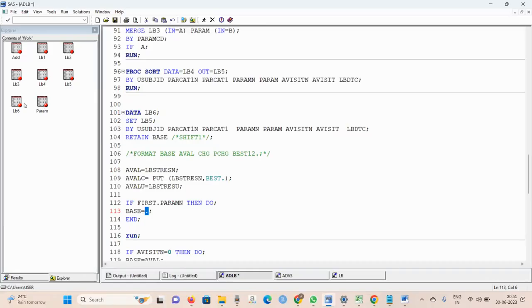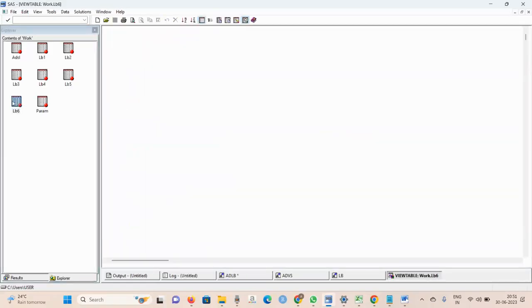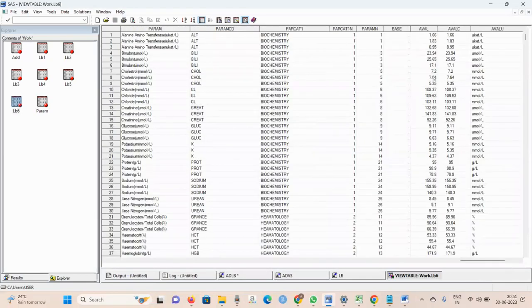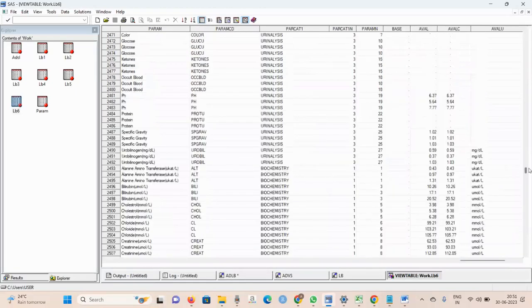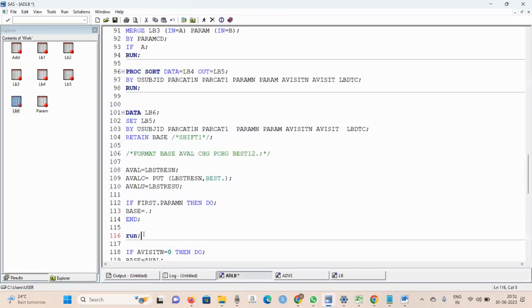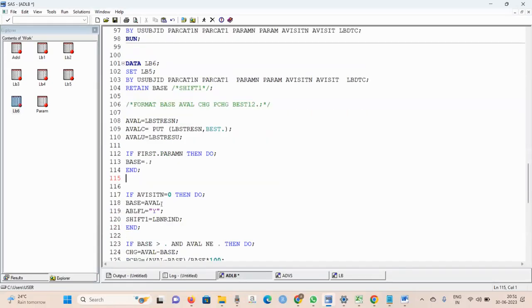So let me check the LB6. I'll show you. You see the base, I put the period for all observations. I'm retaining this value for all observations for derivation. So once I keep that one, let me take this one out. Then I come to here.